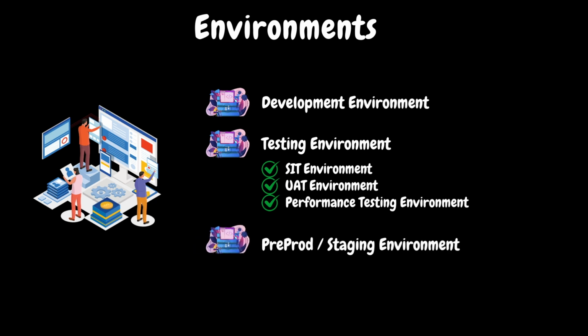Pre-prod staging environment. A pre-prod staging environment is a replica of the production environment. The main purpose is to ensure that all new changes deployed from previous environments are working as intended before they are deployed in the production environment. Production environment. This is the environment where the end users of the software can see, experience, and interact with the software or application.